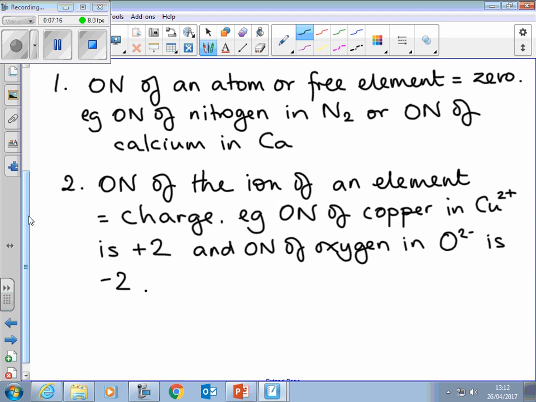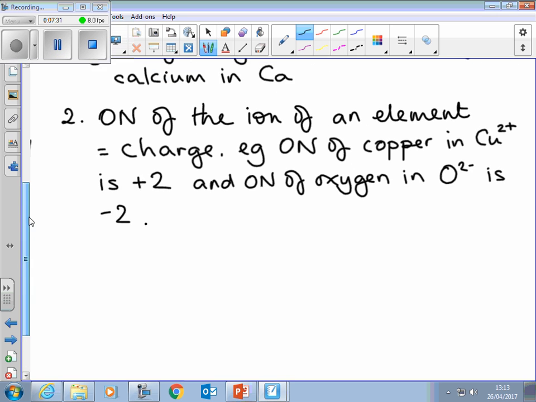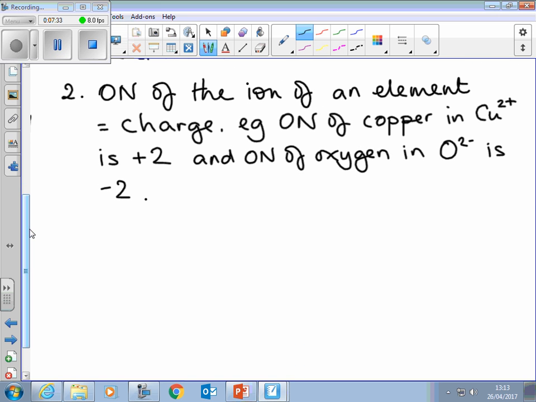So valency and oxidation number are not the same, but you do find an overlap. So the numbers are the same in that sort of circumstance anyway. Obviously, when you've got polyatomic ions like sulfate or carbonate or hydrogen carbonate, then you've got something more complex. We'll come on to those.